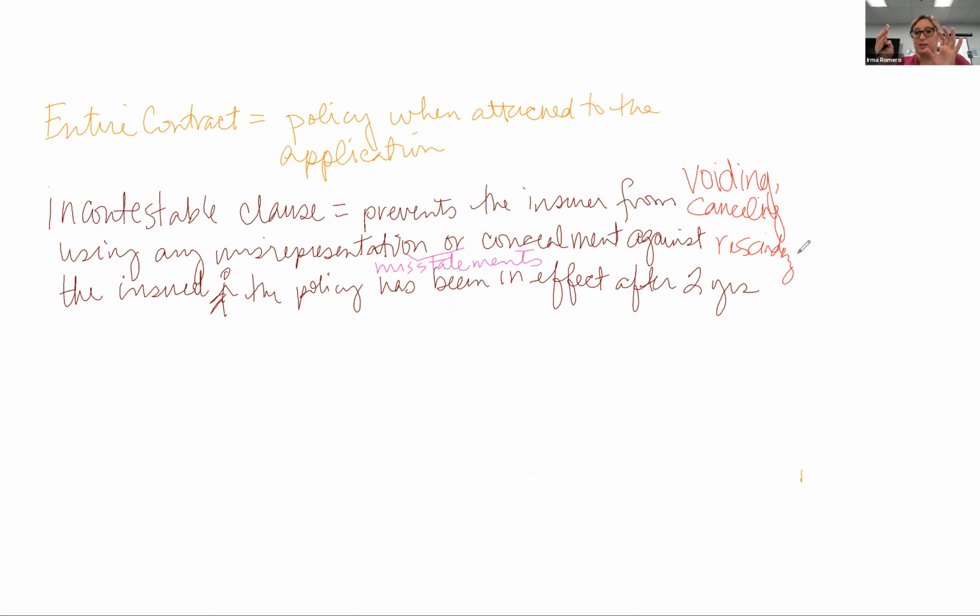Because one way to say the same thing is what prevents the insurer from using any misstatements against the insured after the policy has been in effect for 2 years. They might not even have this part in there. They might just ask what prevents the insurer from using any misstatements against the insured and then end it right there. Or the alternate definition is prevents the insurer from voiding, canceling, or rescinding the policy after it's been in effect for 2 years due to a material misrepresentation or concealment.